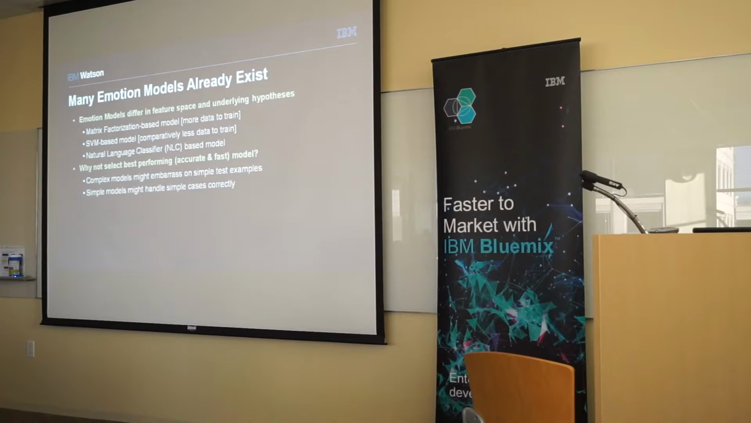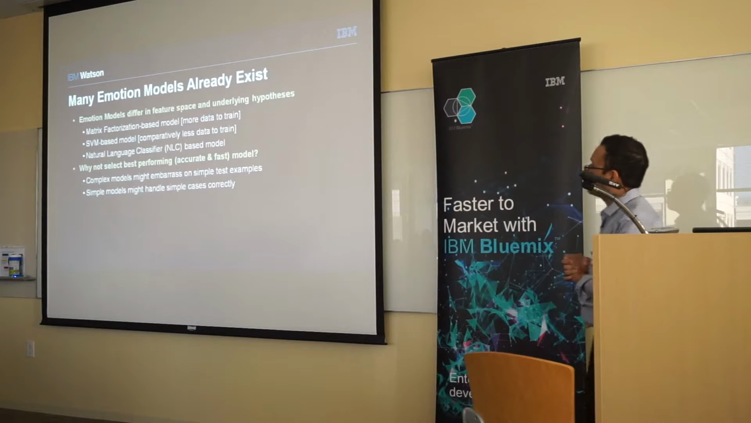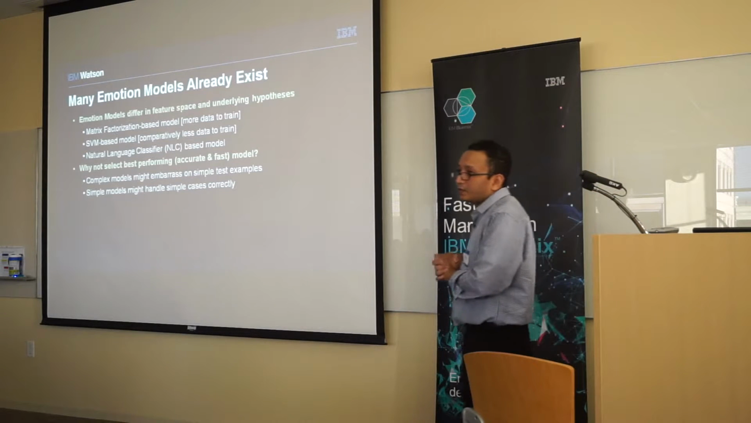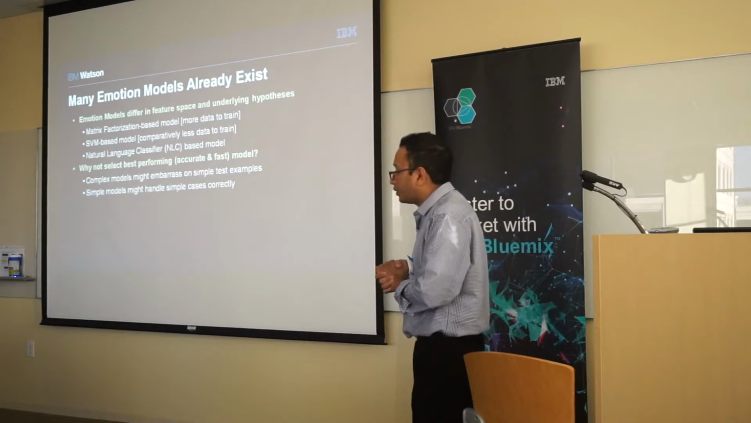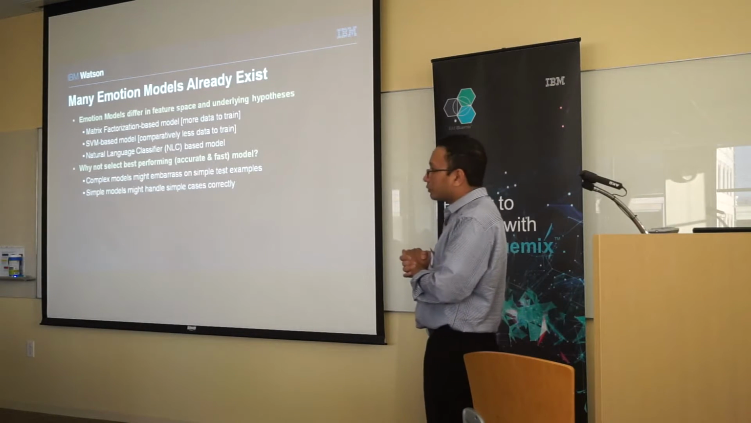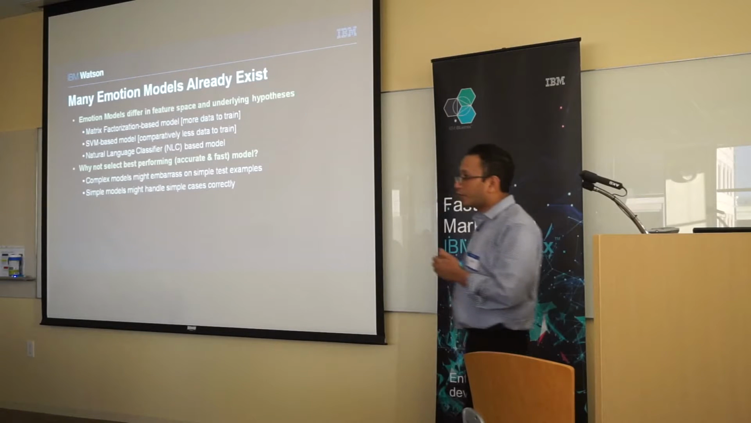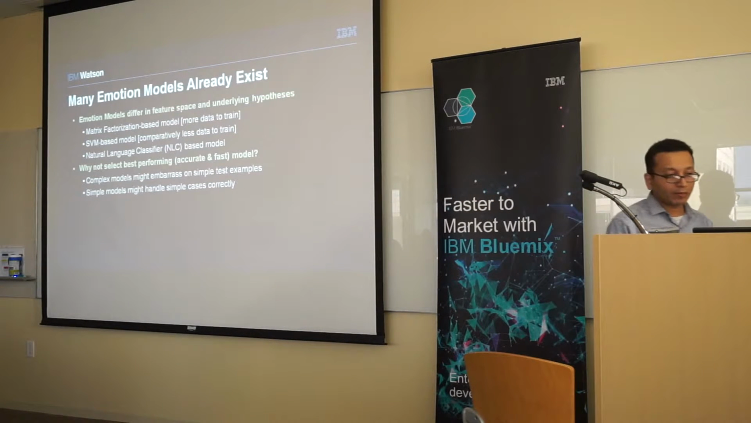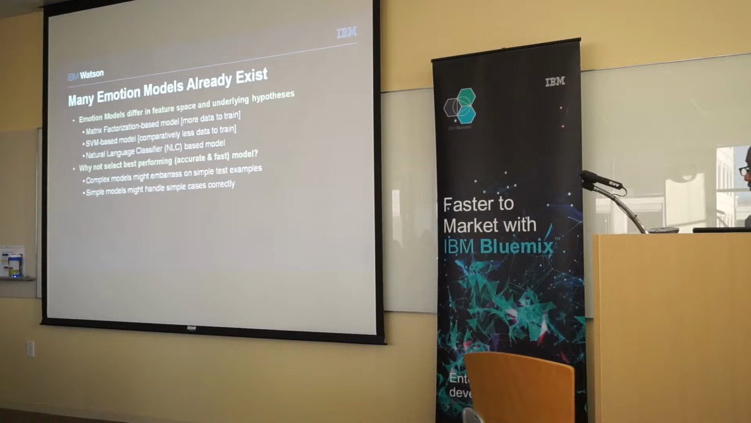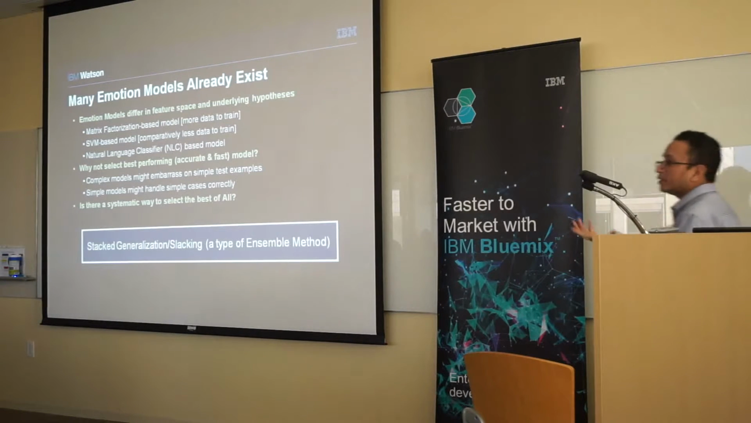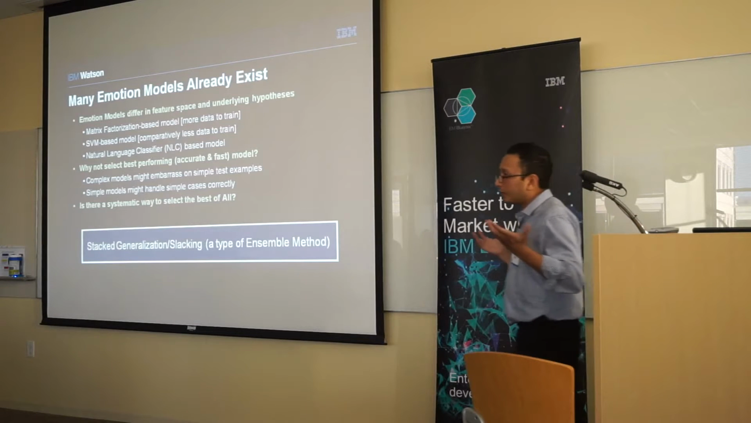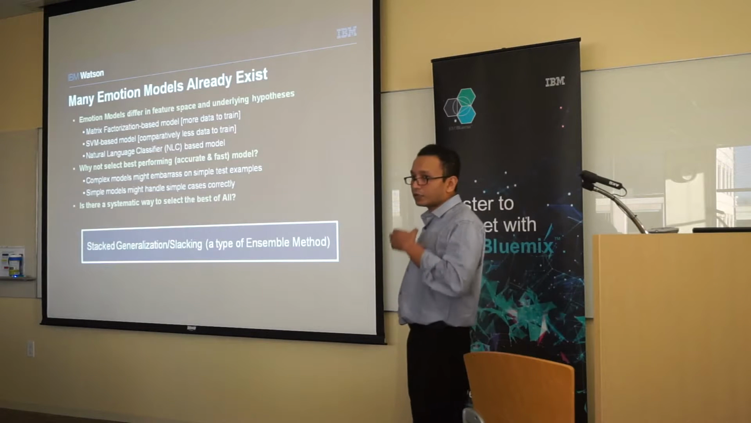Now, why not select the best performing, accurate and fast model? Complex models might work on very complex cases, but they might produce some embarrassing results on simple cases. That happens all the time. But simple models might only do simple things well, and they might not handle ambiguous cases. They might not handle complex cases. So our approach is combining the best of both worlds, both the simplistic approach as well as the complex approach.